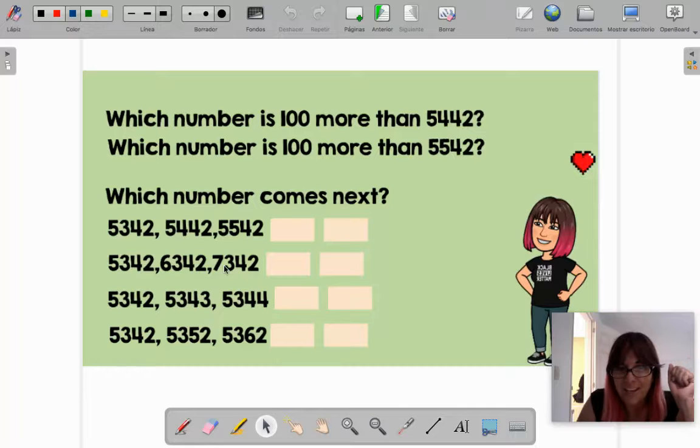Okay, boys? So everyone, put your inspector face, get ready, get your magnifying glass like an inspector, so you can start investigating this number and find which numbers come next.